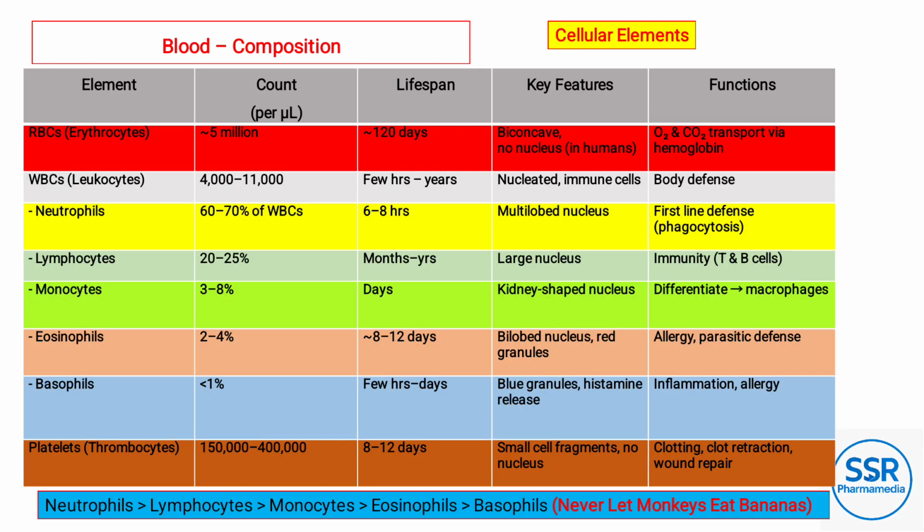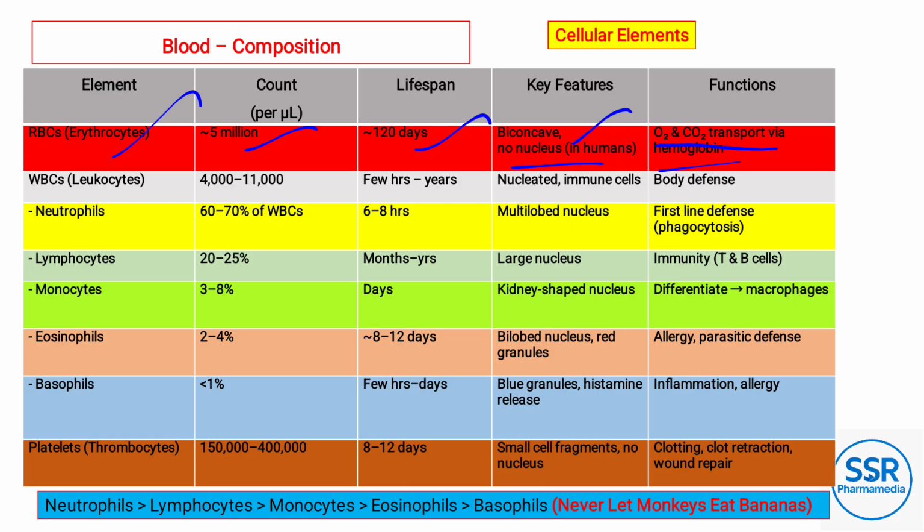So if you see this tabular column, you'll see the count and lifespan of the blood cells. RBC, also called erythrocytes, contains 5 million per microliter, and its lifespan is 120 days. Its main shape is biconcave. It does not contain any nucleus, and the main function is oxygen and carbon dioxide transport via hemoglobin.